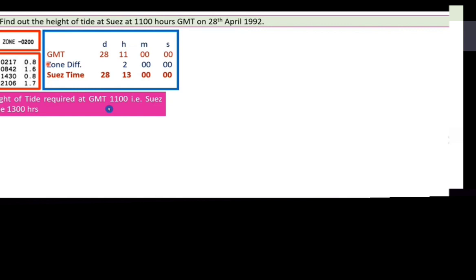So that is the standard time of the country. That's right, beta. Where the port is, standard time of that particular country. Yes, sir. Okay, let's move ahead.